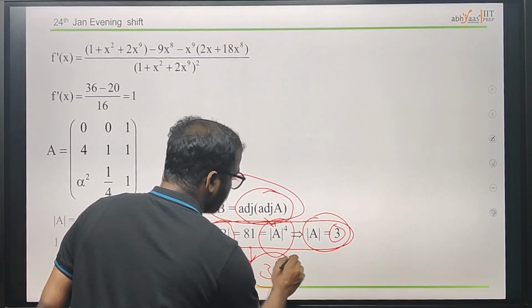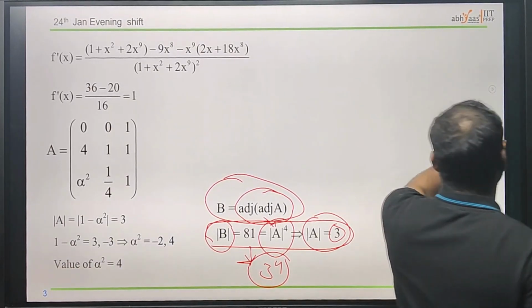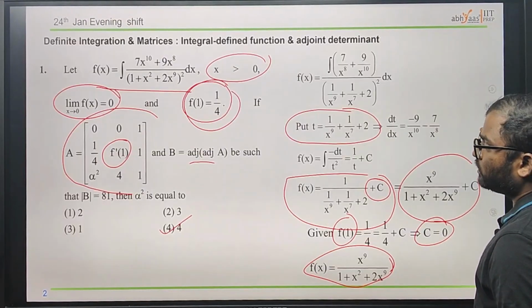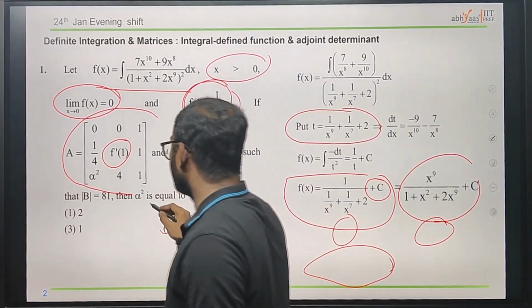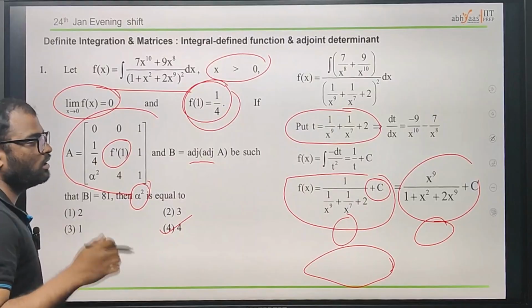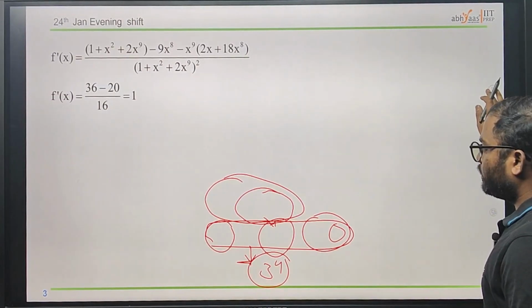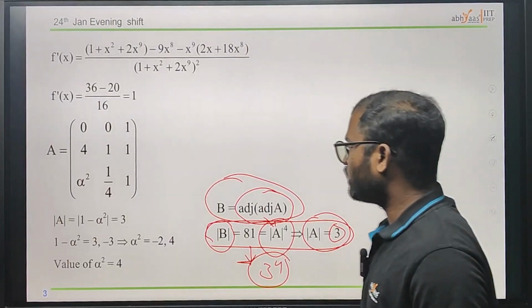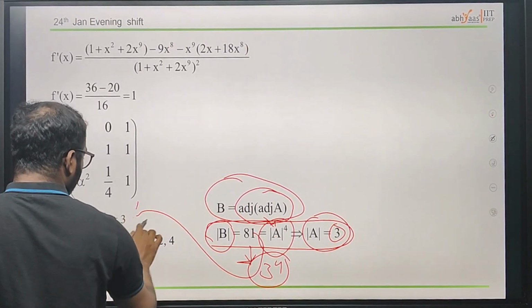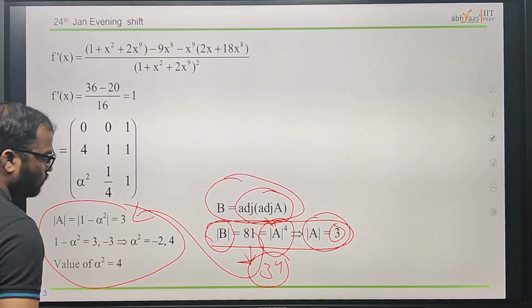That's how we got the determinant of A as 3. Then what is alpha square? Ultimately we need to find alpha square by using the determinant only. We just found that the determinant is 3. That's where we got it here. This is the final step. 4 is the right answer.